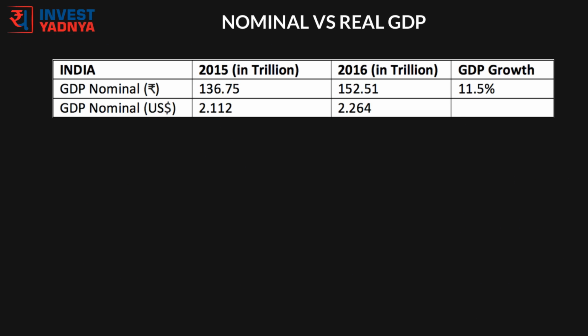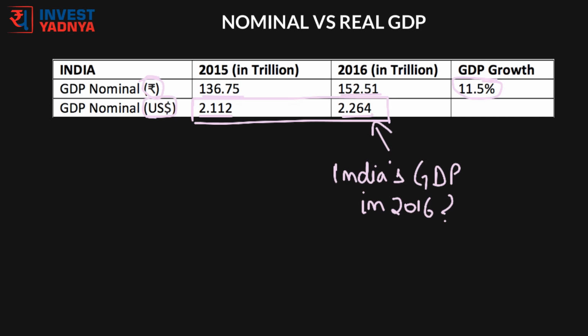Now taking GDP values of India from 2015 to 2016, the nominal GDP increased from 136.75 trillion to 152.51 trillion in Indian rupee terms. That is an increase of around 11.5%. These values in US dollars are 2.112 trillion and 2.264 trillion dollars. When we refer to a country's GDP at current price, it is mostly this nominal GDP in US dollars which is referred to. So if someone asks you what is India's GDP in 2016, then it is 2.264 trillion dollars.